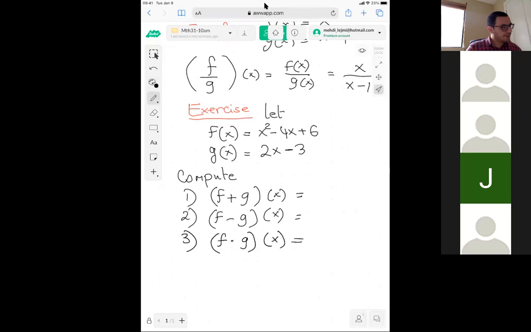I'm going to give you a couple of minutes, guys, to compute these functions. First you have addition, then subtraction, and then multiplication. Don't forget to simplify, guys. It's really important that you simplify your answer.